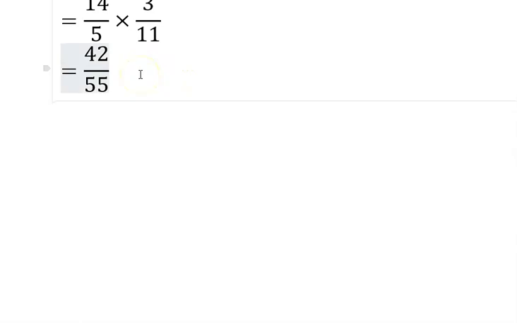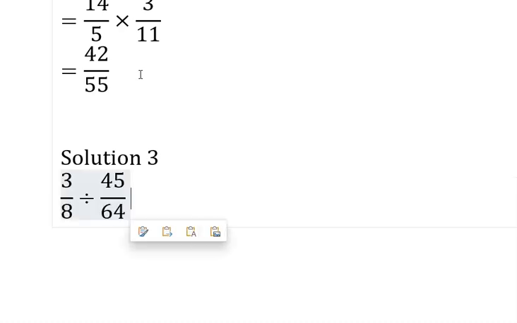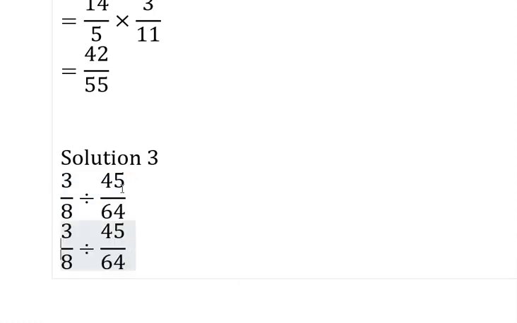So we say solution number 3. Now we have 3 over 8 divided by 45 over 64. Now this one, we have a proper fraction here, and a proper fraction here as well. So with this, all we need to do first is change our division to multiplication.